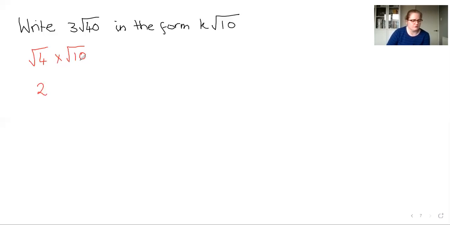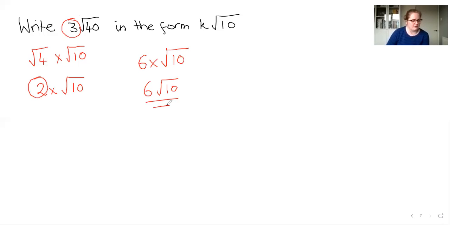We don't have an integer for the square root of 10, so that's fine. So we'd have 2 multiplied by the square root of 10. Obviously, we have to remember to multiply our 3 by our 2, so we would have 6 multiplied by root 10. So 6 root 10 would be our correct answer.